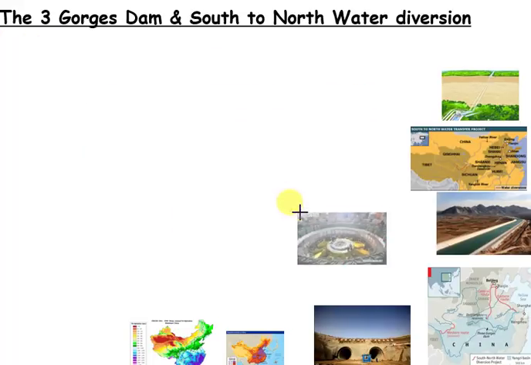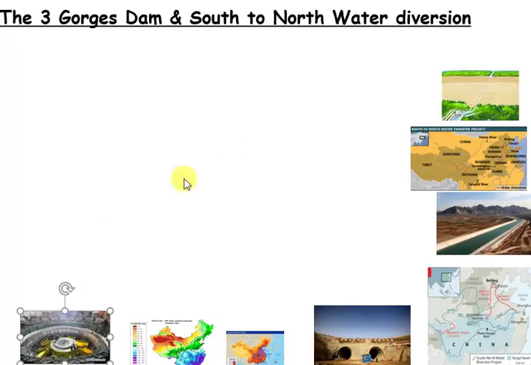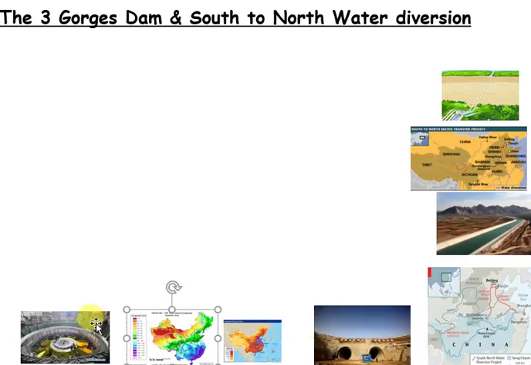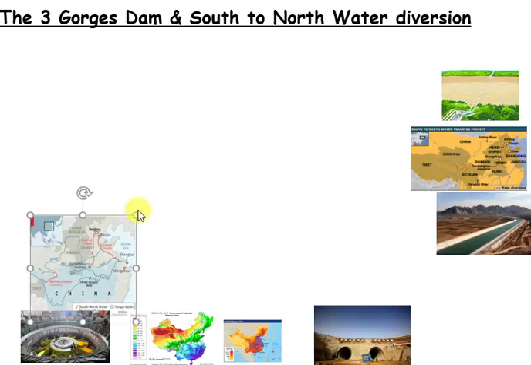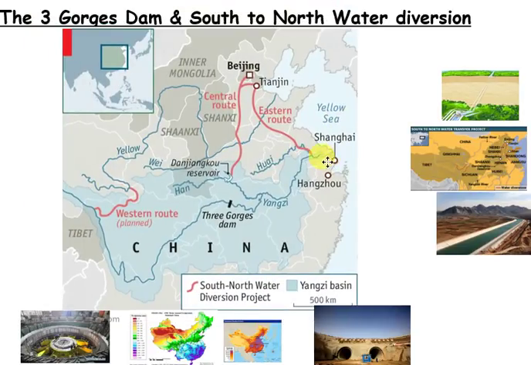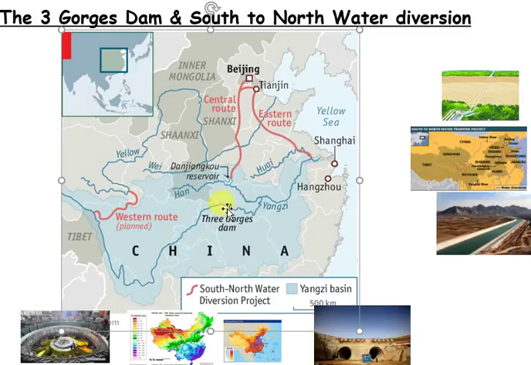Now then, the second project, the South to North Water Diversion, it's kind of a separate project, but it involves the Three Gorges Dam as well for one of its routes. So I'll just show you a few pictures here, a few maps around here for this. Right, so we've got the Three Gorges Dam. The bluer rivers are natural rivers, the red lines are where we're going to divert those rivers.